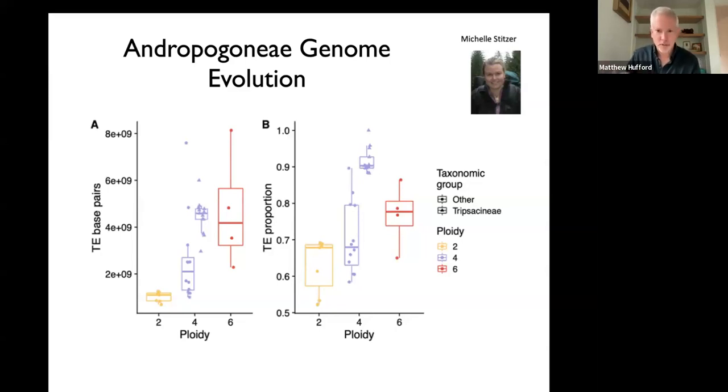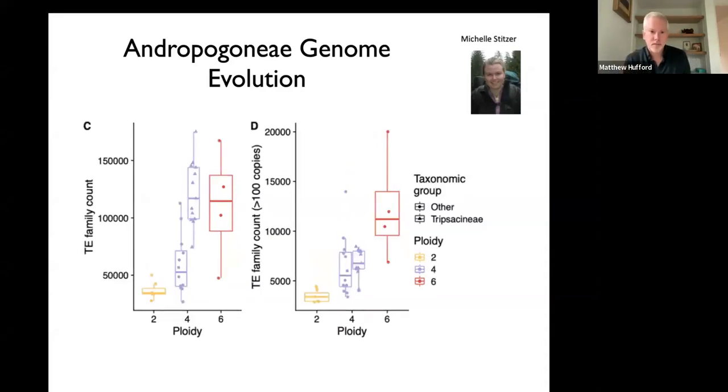So tetraploids have a higher proportion of their genome, for example, that we find in transposable elements than we find in diploids. And she also documented that the Tripsacinae, so Zea and Tripsacum, look unique. So if you compare them to other tetraploids, we see a much higher proportion of their genomes coming from transposable elements than other tetraploids, or really even than these hexaploids as well. So again, the Tripsacinae, Zea, Tripsacum seem to be unique.